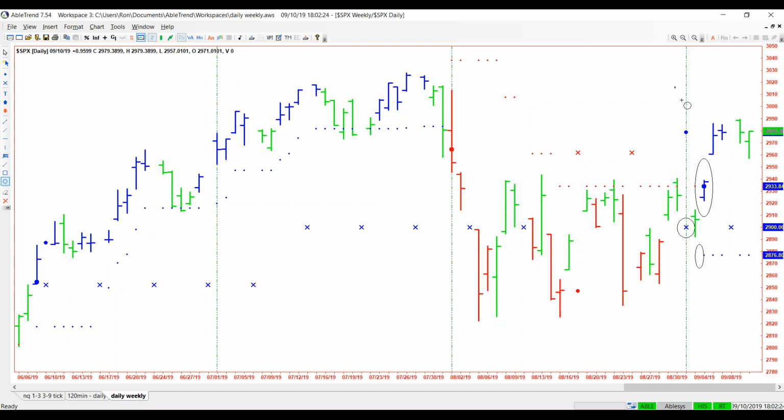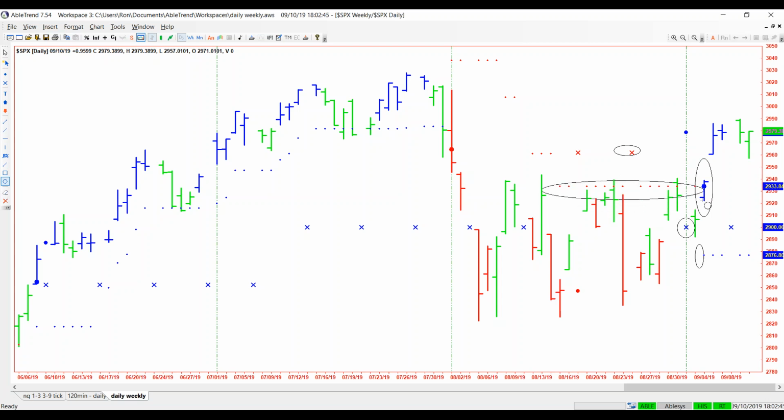And here's the best part. There's no red dots above. So there's nothing to block it from going higher, because the red dots or the red X's, I use X's, it's the same thing as a big dot in Ninja. You can change them in Ninja to X's if you want. It's just personal preference. The red dots and red X's block the price from going higher.